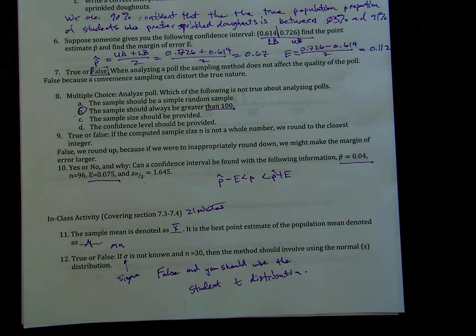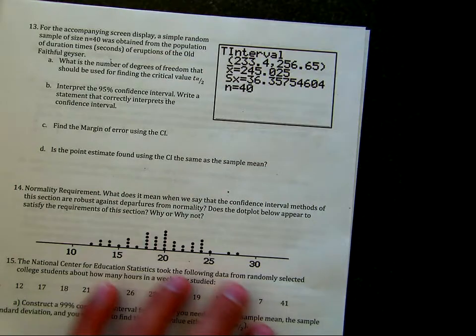All right. Moving on to 13, we have, for the accompanying screen display, a simple random sample of size n = 40 was obtained from the population of duration times in seconds of eruptions of the Old Faithful geyser. All right, we have a couple questions, right? So let's first look at this before we go any further.